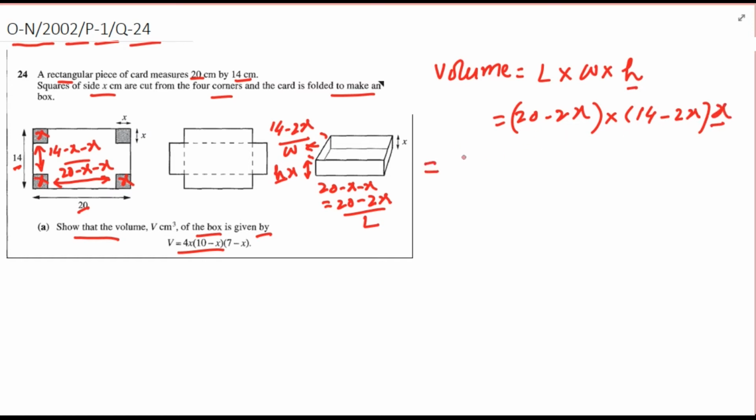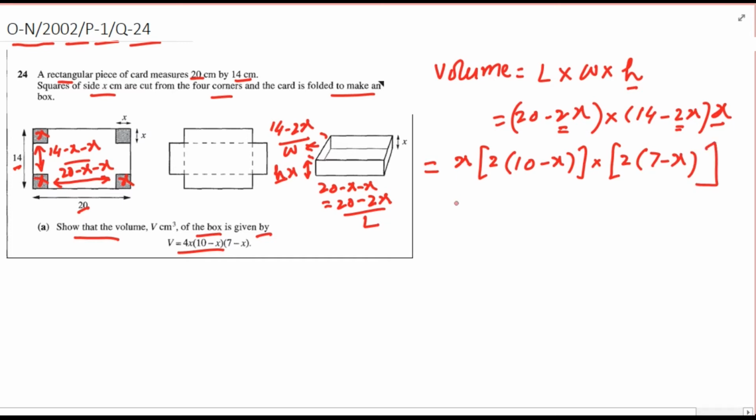So arranging it, x is written first, then bracket, take 2 as common, so 2 bracket 10 minus x. Again take 2 common, so we get 2 bracket 7 minus x. This is equal to multiplying 2 and 2, which is 4. This is equal to 4x bracket 10 minus x bracket 7 minus x. So it is shown.